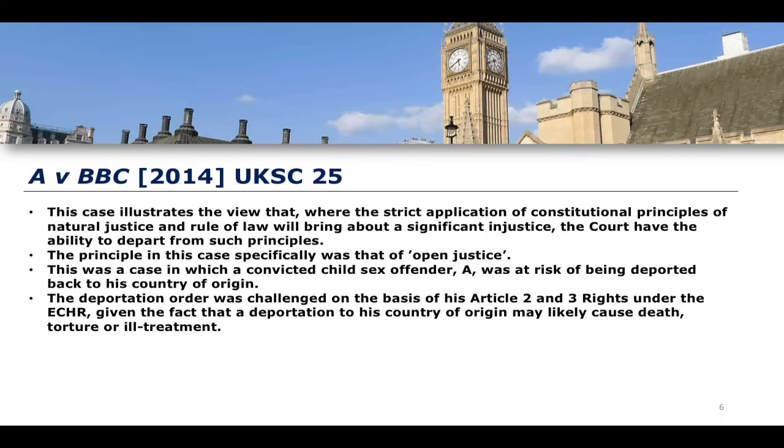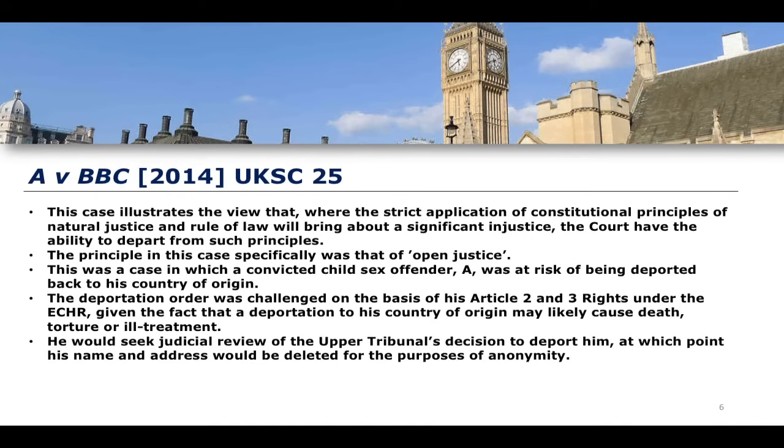These, of course, were justified on the basis that if this convicted child sex offender was to be deported back to his country of origin, that deportation order would likely have caused death or torture or ill treatment or punishment to this individual, on the basis of the general understanding of that country and knowledge of the country in which they were being deported back to. So the deportation order was challenged on the basis of protecting their Article 2 and Article 3 rights.